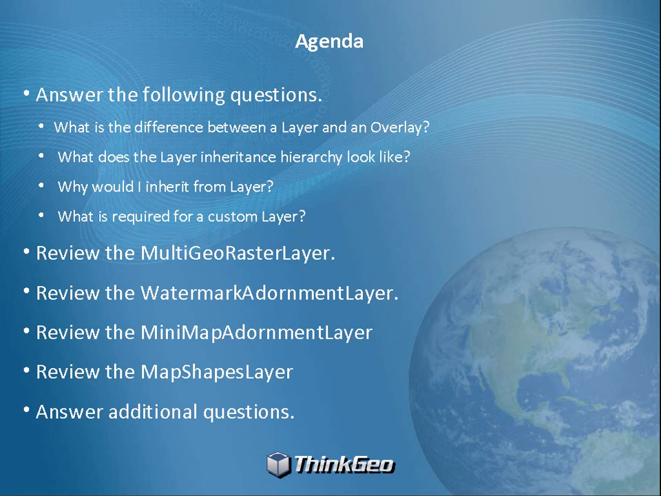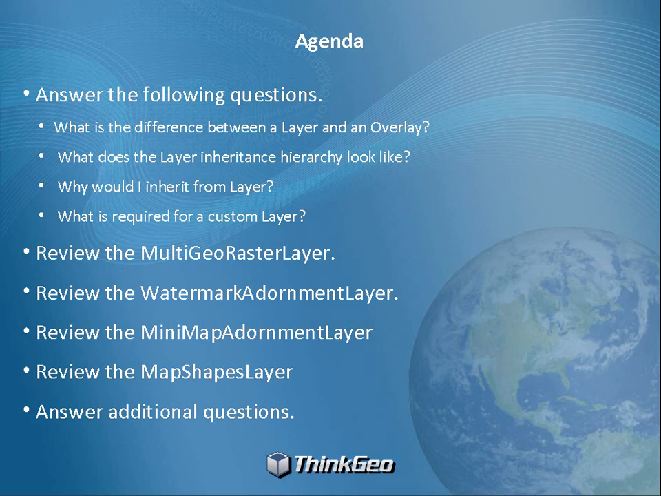The agenda. We're first going to start by answering the following questions. What is the difference between a layer and an overlay? This is a really common question that we're going to answer. What does the layer inheritance hierarchy look like? Why would I inherit from layer? And finally, what is required for a custom layer?